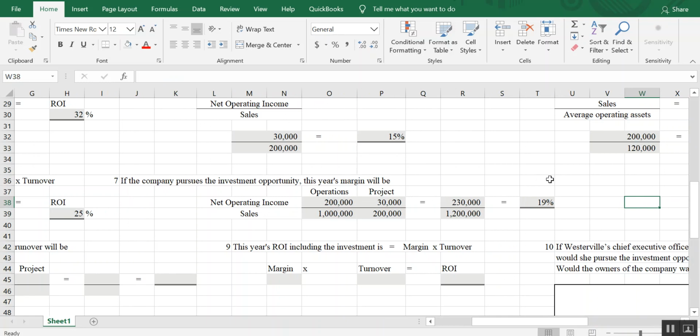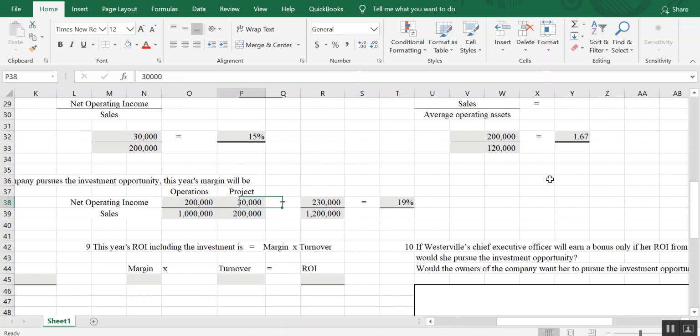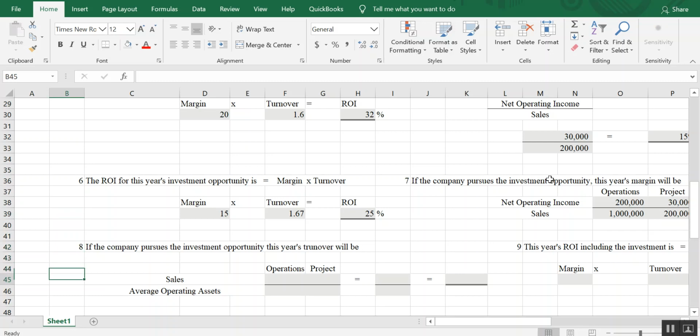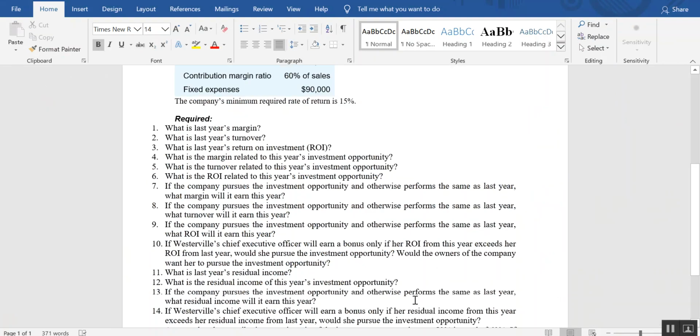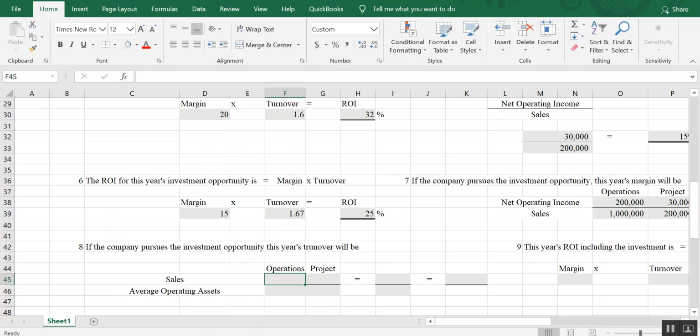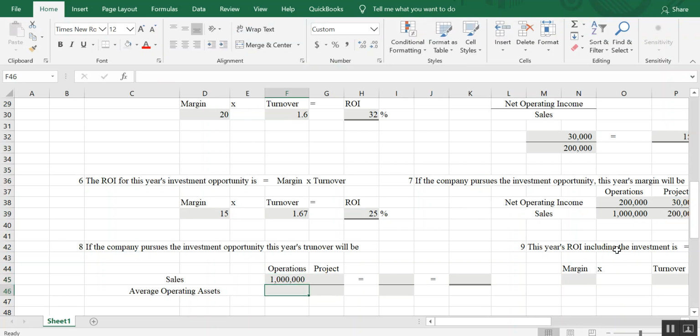Okay, so the next thing in number 8 that they ask us for, I'm going to have to go back here to get it, is if they pursue the investment opportunity, what will this year's turnover be? So we look at that here in the question. If everything stays the same and performs as it did last year, what will the turnover be for this year? So we want to go back here and assume all the same things. So we go back to what we did over here for sales. So we have 1 million in sales. We have a project sales of 200,000 right here.